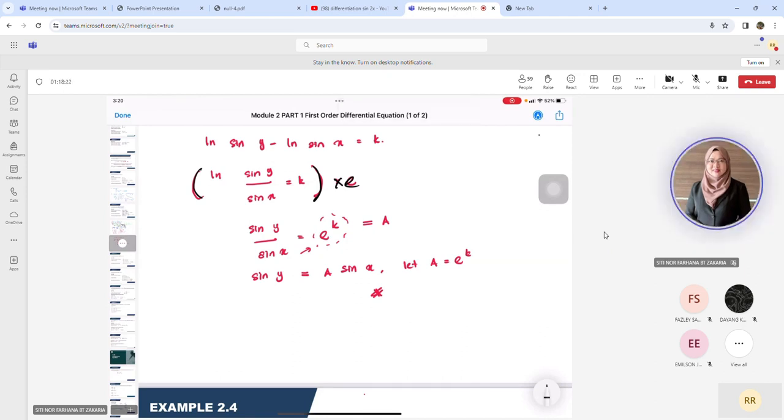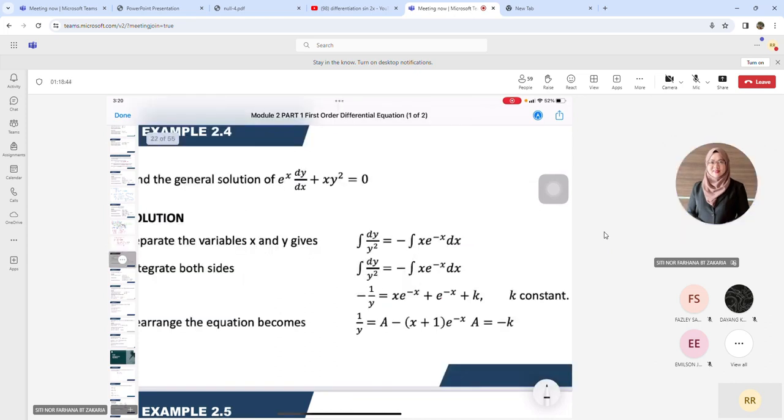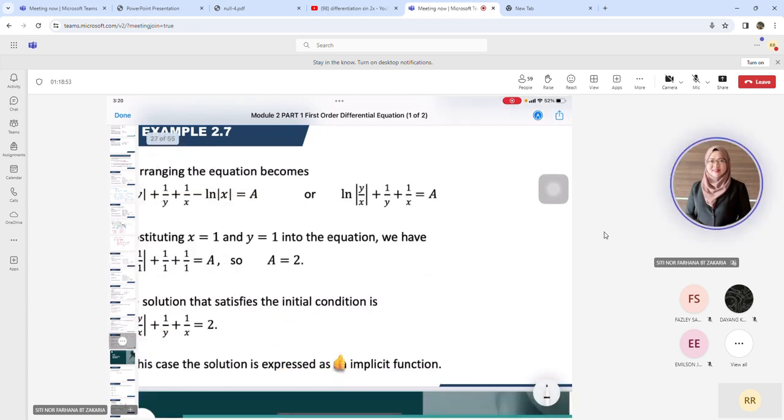Okay? If you forget to simplify until here, maybe it will deduct only 1 mark. 1 mark. Okay? So, no worry. Okay. Can we move to another example? Banyak lagi ni.